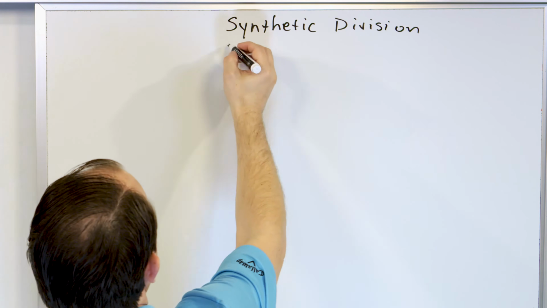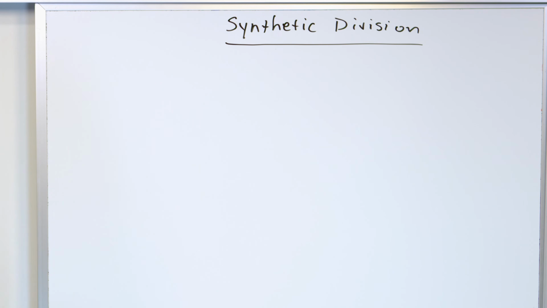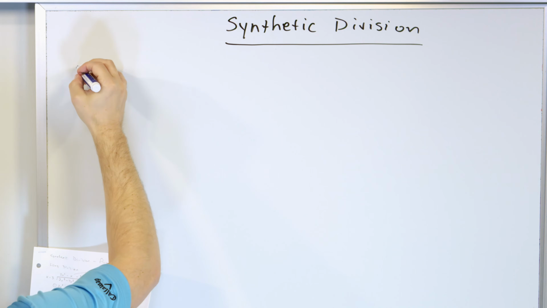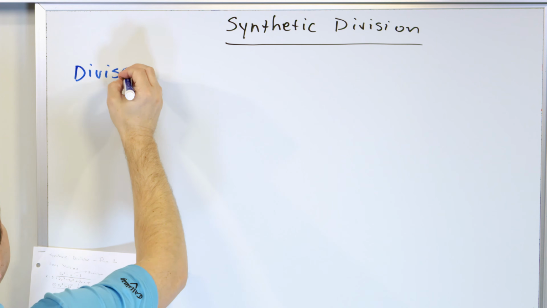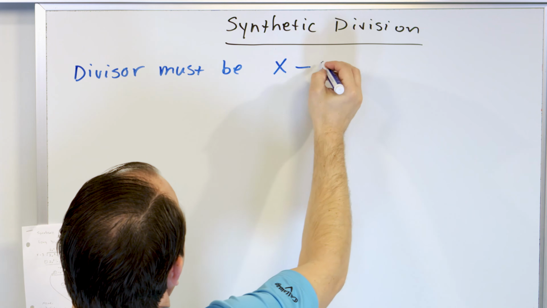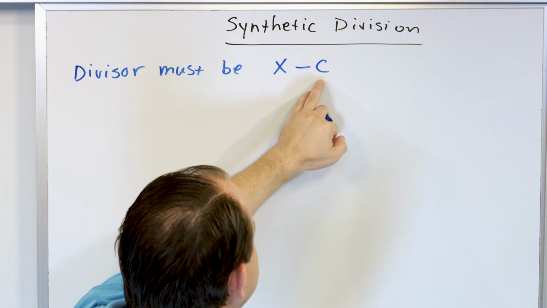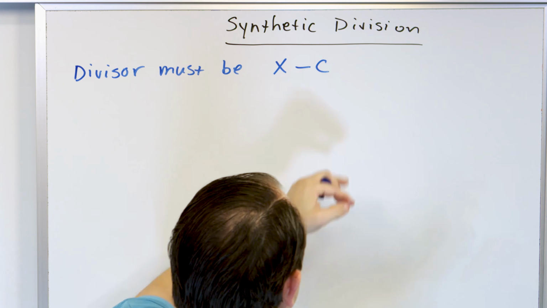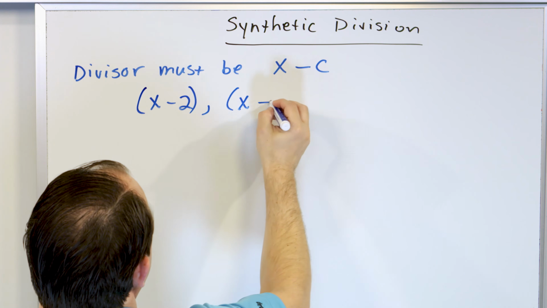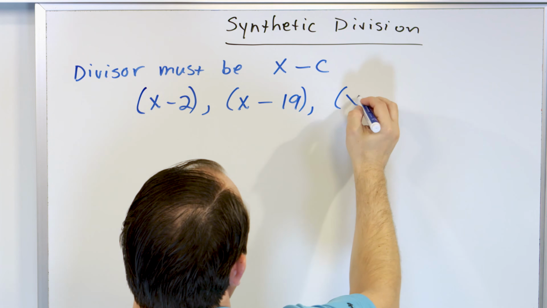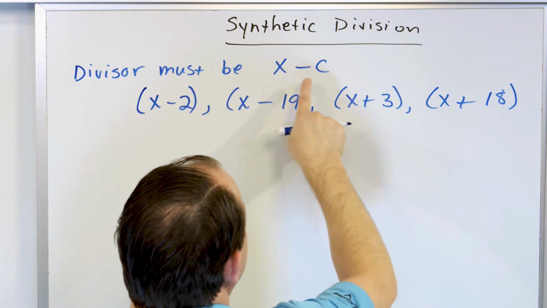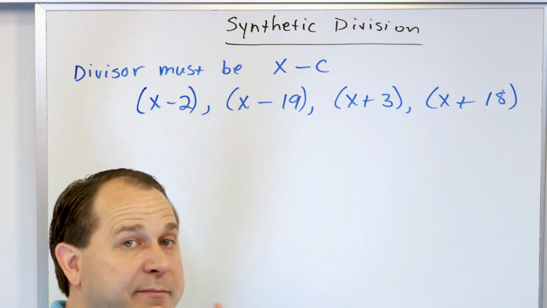So I've already told you a few times, but basically it's a faster process, but it lets us divide only when the divisor, that means what you're dividing by, must be x minus a number, but keep in mind this number can be positive or negative. So when I say x minus a number, it can really be like x minus 2, I can divide by this, I can divide by x minus 19, that's fine. I can also divide by x plus 3, I can also divide by x plus, whatever I want, 18. So when you see x minus c, it doesn't mean it has to be x minus something.